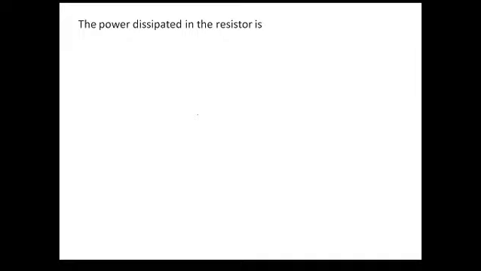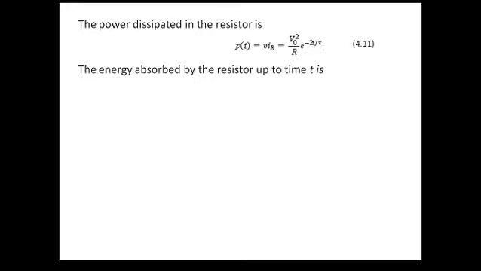We can find out power. You know the power dissipated in the resistor. So P equals V into I, V into IR, because it is the power dissipated in the resistor. Already we know what is V and what is IR. You can substitute here, you will get the expression, that is V naught square by R into e power minus 2t by tau. Similarly you can find out the energy absorbed by the resistance up to time t.